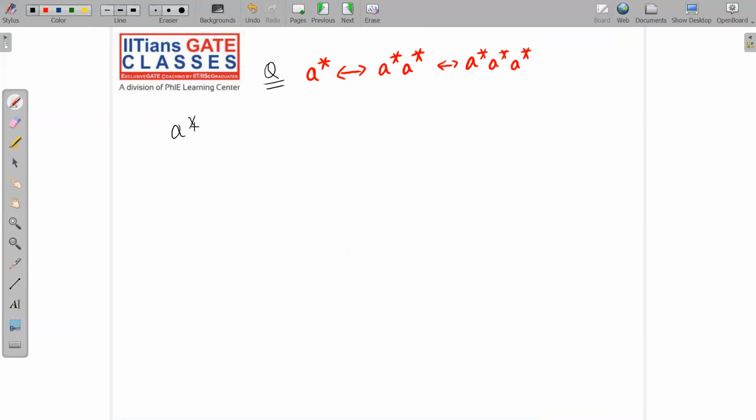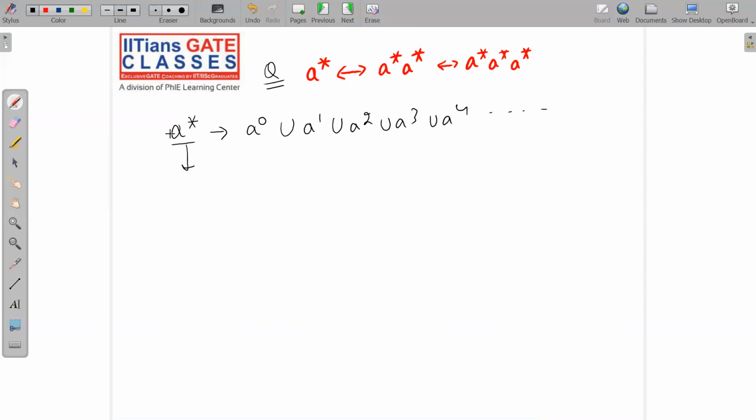What exactly is a star? A star is nothing but null union a power 1. Let me write it properly so that you get the exact idea. A star is nothing but a power 0 union a power 1 union a power 2 union a power 3 union a power 4, and so on up to infinity. So this is a star.